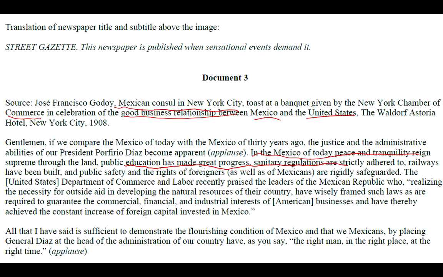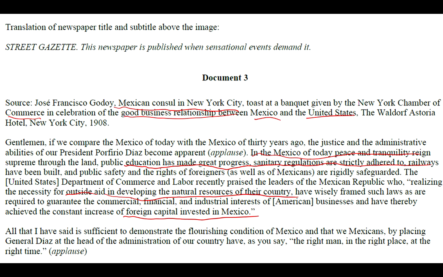But he's talking about all this good stuff. He's glorifying how good American investment in Mexico is, developing the natural resources of the country. So he's saying that this foreign capital invested in Mexico is a good thing.